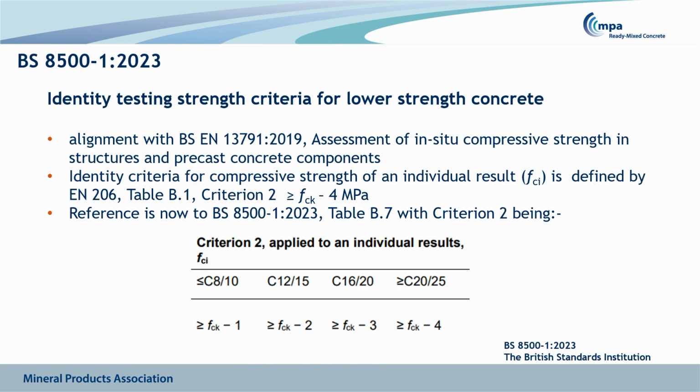So what we've done is we've aligned the requirement in Table B7 with BS CEN 13791. So we now have for C8/10 concretes and below fck-1, for C12/15 fck-2, and C16/20 fck-3. For concretes that are C20/25 and above, the criterion fck-4 remains.